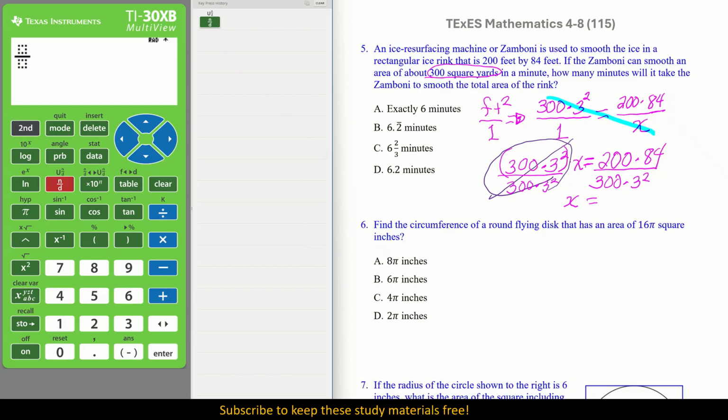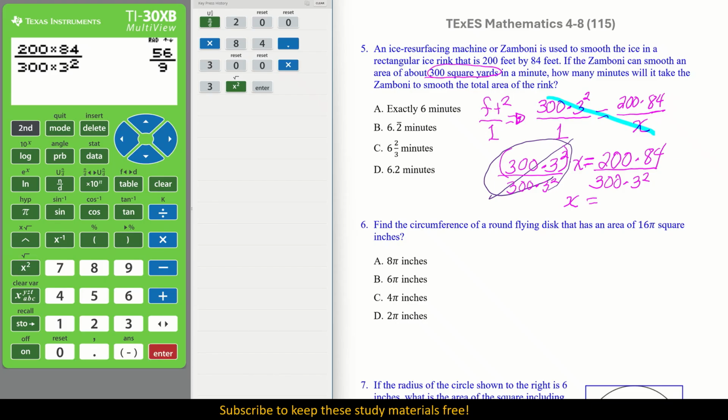So let's say a fraction, and I have 200 times the 84. Yes, I entered it correctly. Now what do I have? I have the 300 times, and I'm just going to say 3 squared to show you that it works. That's exactly what I have written down. Press enter. Well, that's not given me the form that we need here.